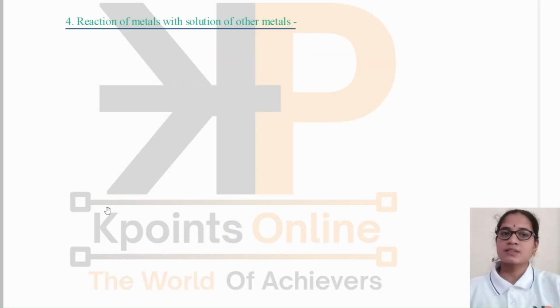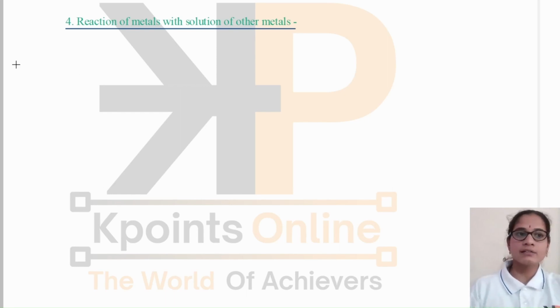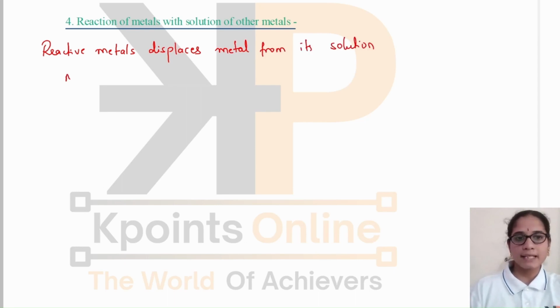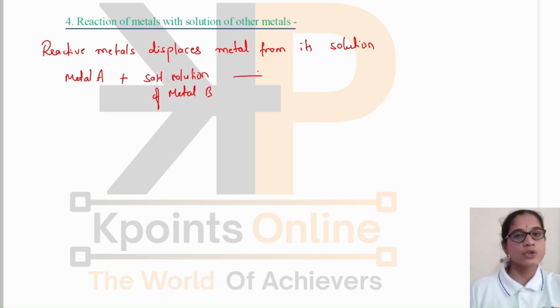Next we are going to discuss the reaction of metals with solutions of other metals. We have seen this kind of reaction as the displacement reaction, which we studied in chapter 1. The reactive metal displaced the other metal from its solution. What happens here? The reactive metal displaces a metal from its solution. Suppose you have taken metal A and you are going to react it with the salt solution of metal B, what are you going to get?